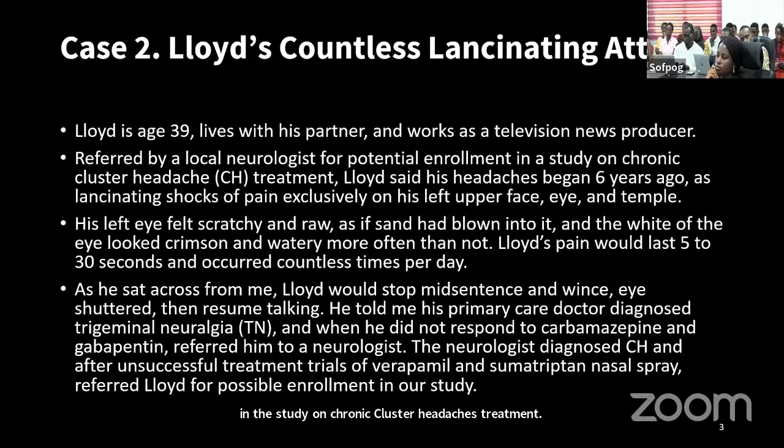Lloyd said his headaches began 6 years ago as lancinating shocks of pain exclusively on the left upper face, eye, and temple. His left eye felt scratchy and raw, as if sand had blown into it, and the white of the eye looked crimson and watery more often than not. Lloyd's pain would last 5 to 30 seconds and occurred countless times per day.